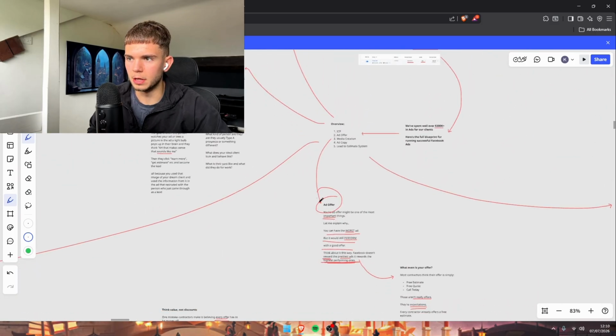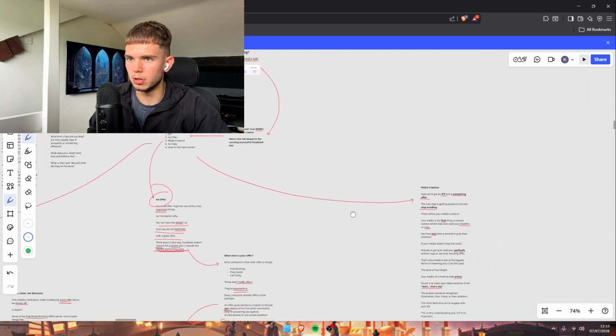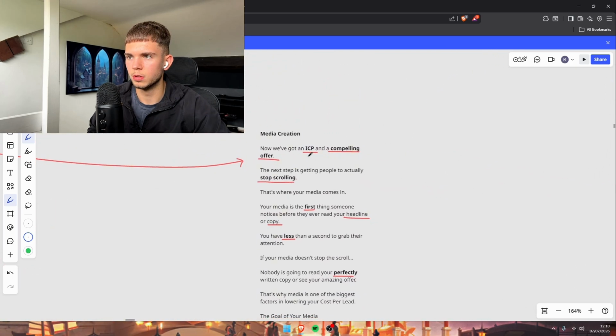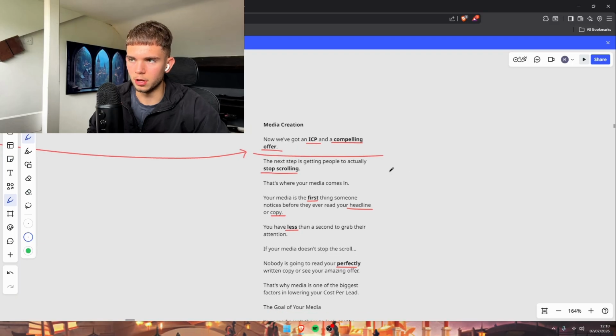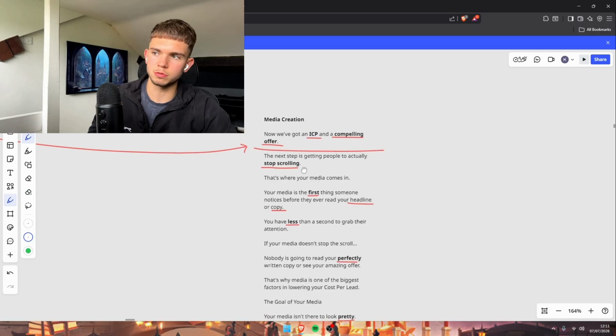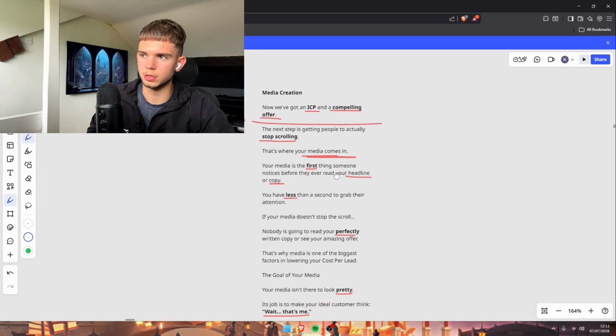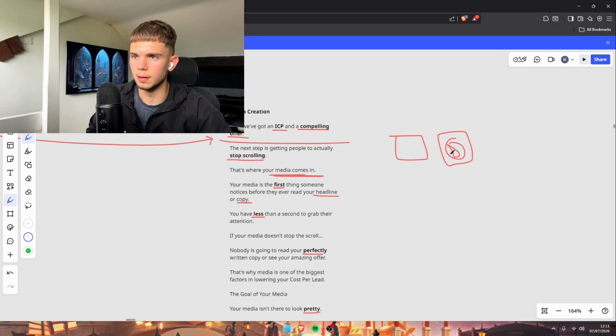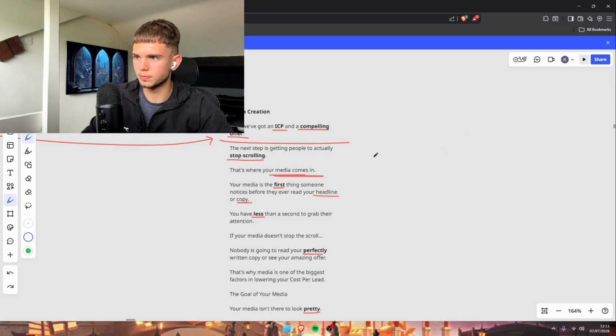So we've got the ad offer down now. We understand that. Now let's move on to the media creation side. Like I'm saying, we've got the offer, we've got the ICP. The next step is getting people to actually stop scrolling, and that's where the media comes in. The media could be a picture or maybe a video, right? That stops them from scrolling.